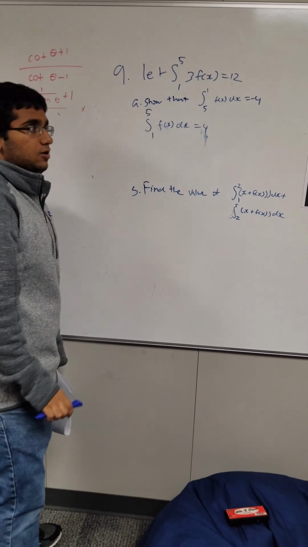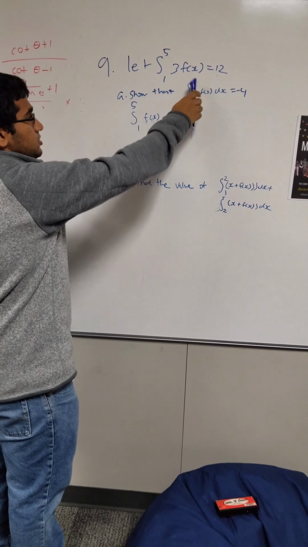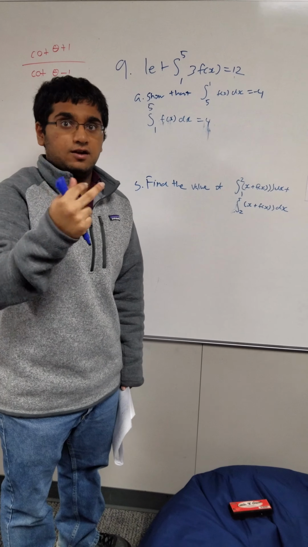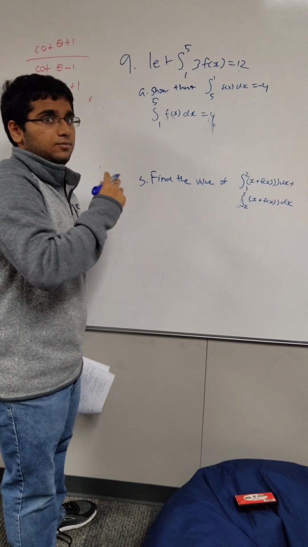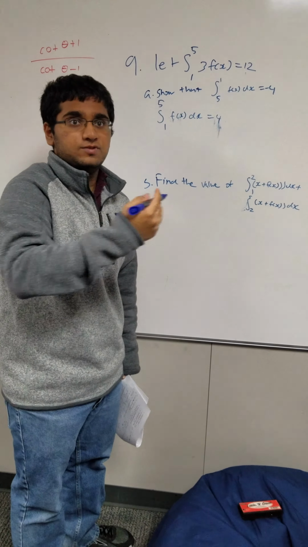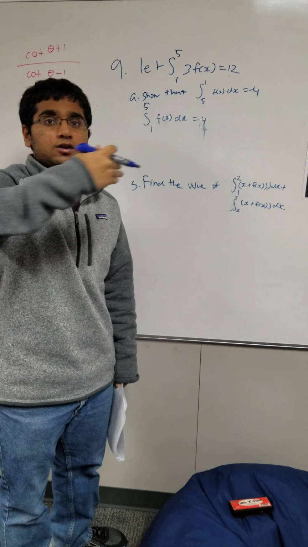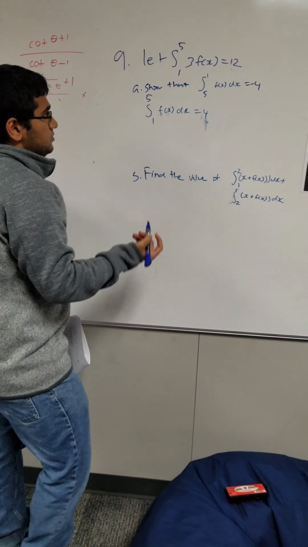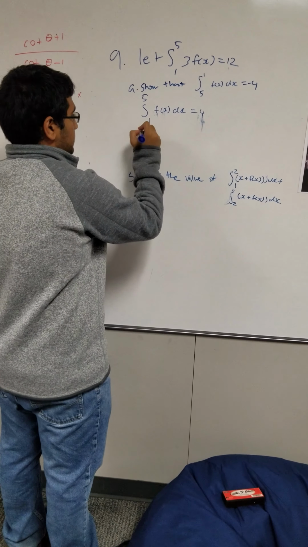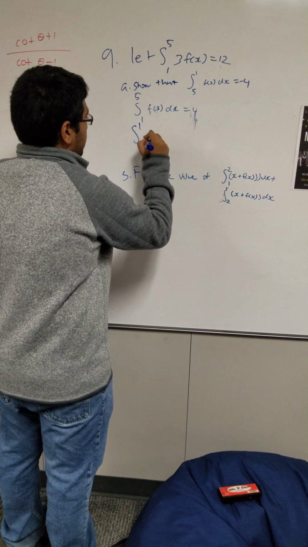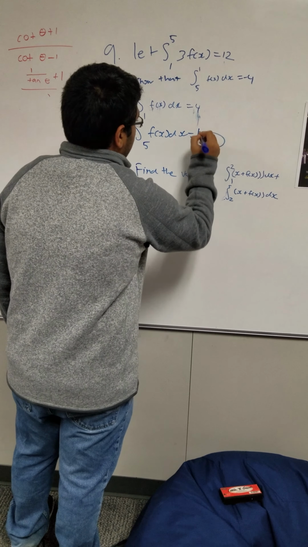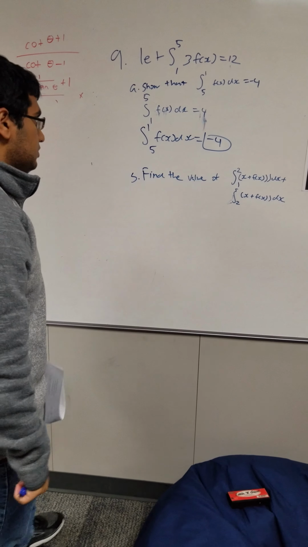Another property we know is that if these two limits switch, this ends up being negative. This is because when you think of an integral, you think of it as area. So instead of going from left to right, we're now going right to left, which means you're moving 4 spaces to the left, which in this case is negative. So the integral from 5 to 1 of f(x) dx is equal to negative 4. Just a property you have to know.